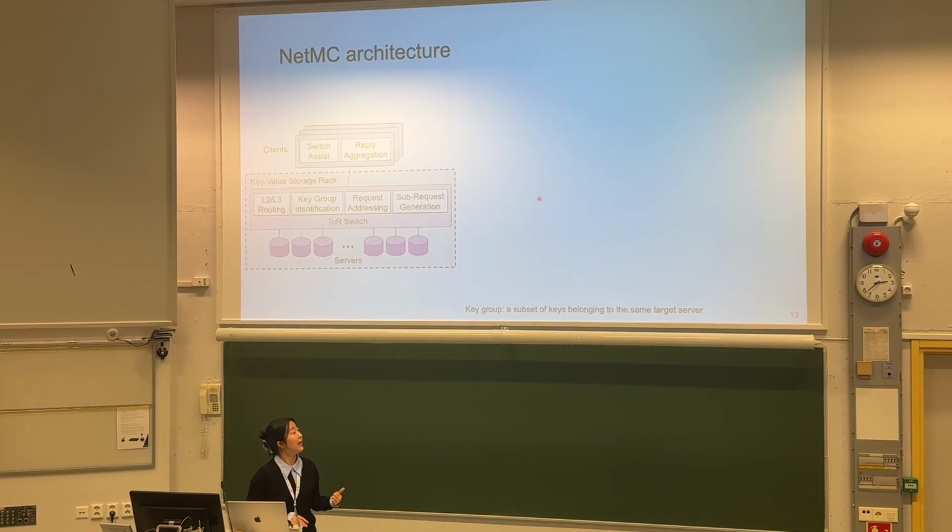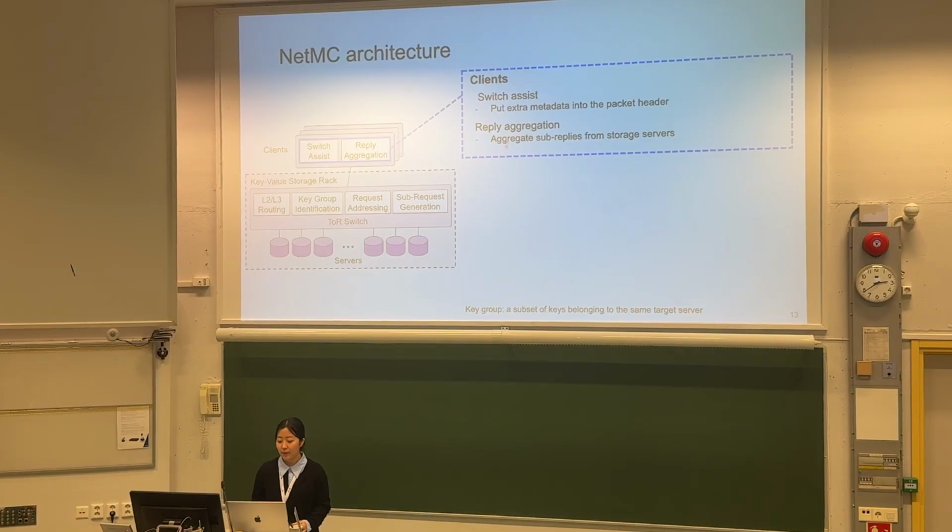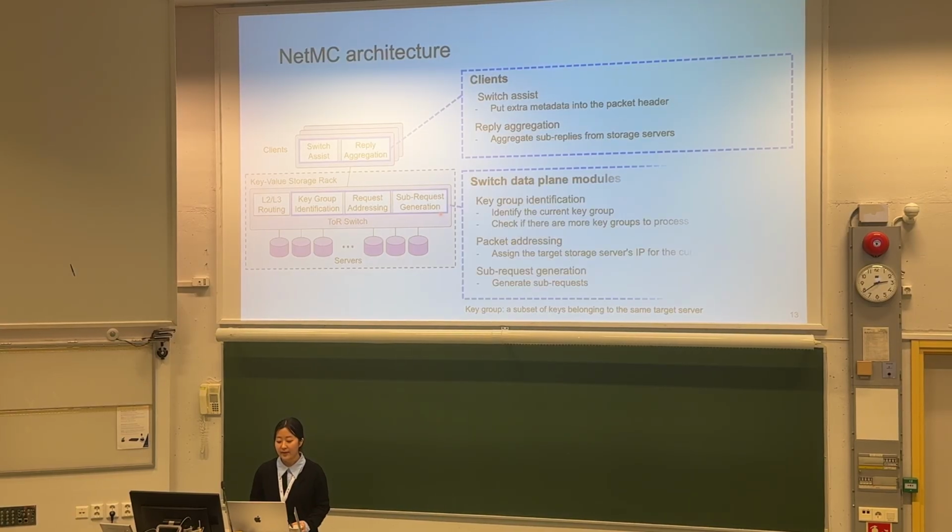Here's the architecture of NetMC. The client puts extra metadata into the packet header to assist the switch. And it also performs reply aggregation. In the switch data plane, the system identifies the current key group, checks if there are more key groups to process, assigns the target storage server's IP for the current key group, and generates sub-requests. Here, a key group refers to a subset of keys belonging to the same target server.